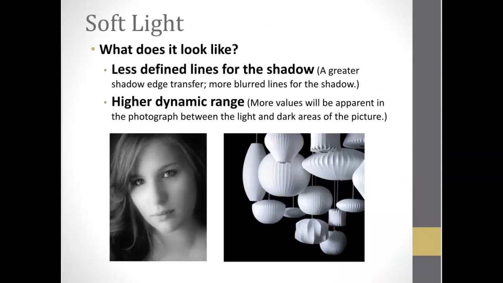Soft light is just the opposite of hard. So instead of having more defined lines for the shadows, we have less defined lines. Instead of having a lower dynamic range, we have a higher dynamic range, which means we still have really great dark areas and bright areas of the picture, but our midtones are a lot more pronounced.